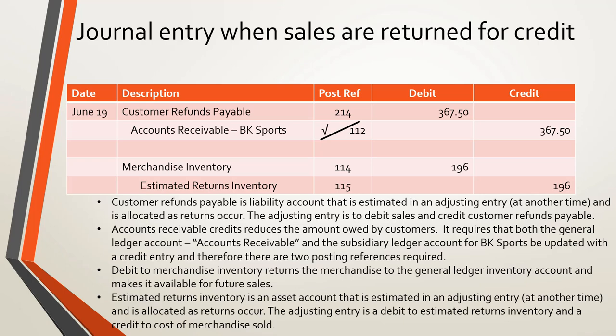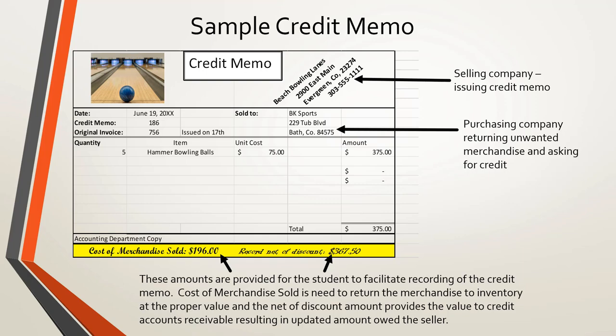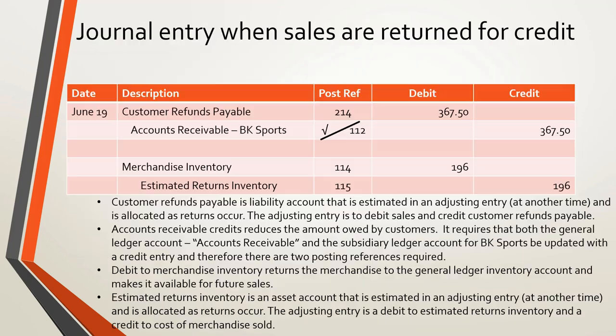You'll notice that the amount there was the discounted amount from the invoice at the bottom, the $367.50, not the gross amount. So we debit that account and we credit accounts receivable for BK Sports, showing that they no longer owe us the $367.50, again, the discounted amount. You'll take note here of this posting reference. Since we're dealing with subsidiary ledgers in some cases, not all cases, but in some cases, if we have a subsidiary ledger for accounts receivable, we need to update our accounts receivable in two different places. One, in the subsidiary ledger, showing that BK Sports no longer owes the money, and two, in the general ledger.